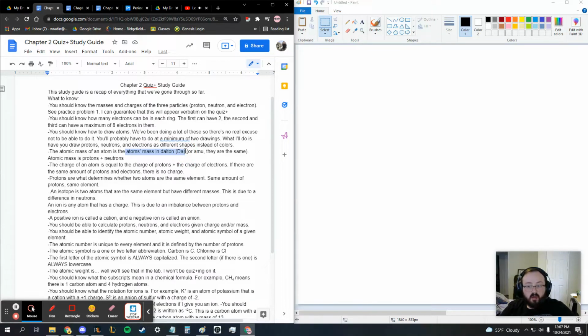So you should know if I give you a mass and I give you protons, you should be able to calculate the neutrons. Atomic mass is protons plus neutrons. The charge of the atom is the charge of the protons and the charge of the electrons. So if there are the same amount of protons and electrons, then there is no charge. Right here, protons is what determines an element.